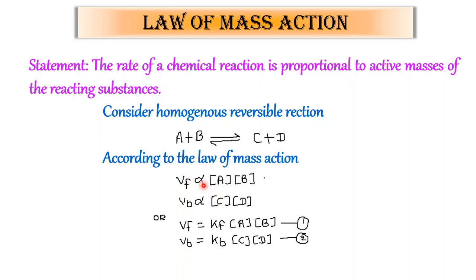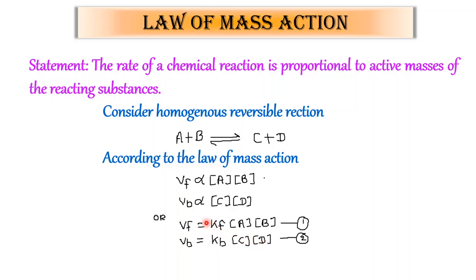If I remove the proportionality sign, I can introduce a proportionality constant Kf for the forward reaction and Kb for the backward reaction. So from this slide, I got these two equations: velocity of forward reaction is equal to the constant for forward reaction into the concentration of A and B. Velocity of backward reaction is equal to the constant for backward reaction into the concentration of C and D.